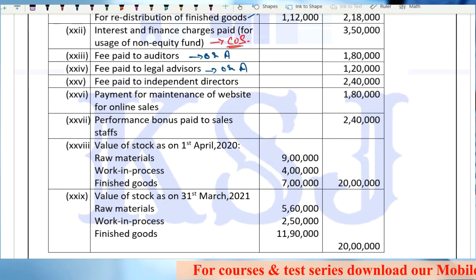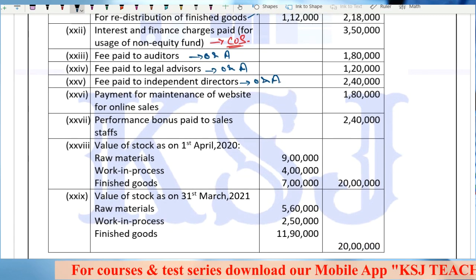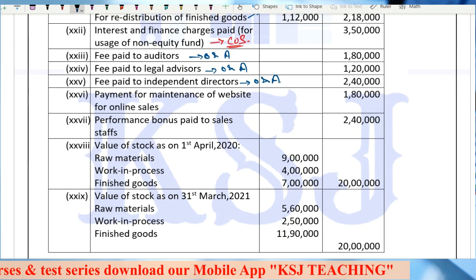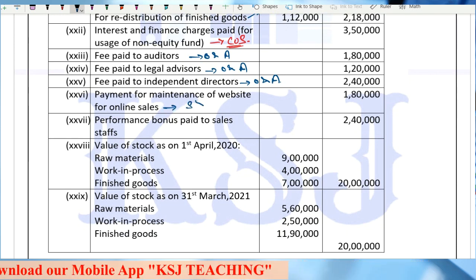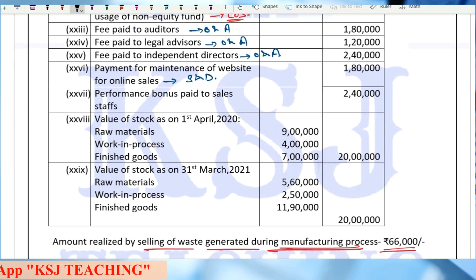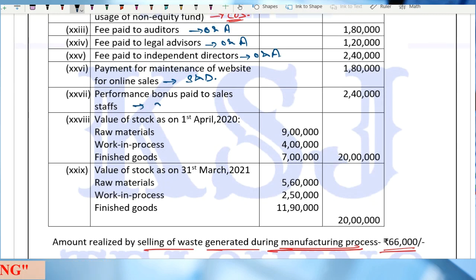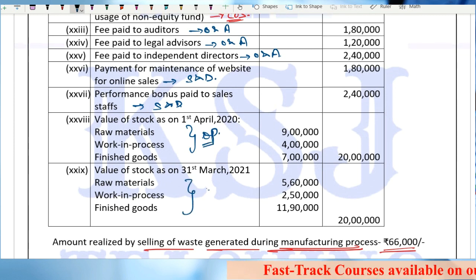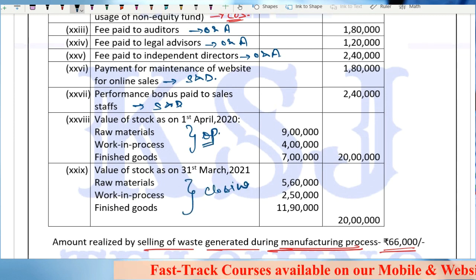Fee paid to independent directors, again office and administration overheads. Payment for the maintenance of website. For the online sales, again selling and distribution overheads. Performance bonus paid to sales staff, selling and distribution. Then opening values are given to you. These are the opening values and these are the closing values given to you for adjustment, right?